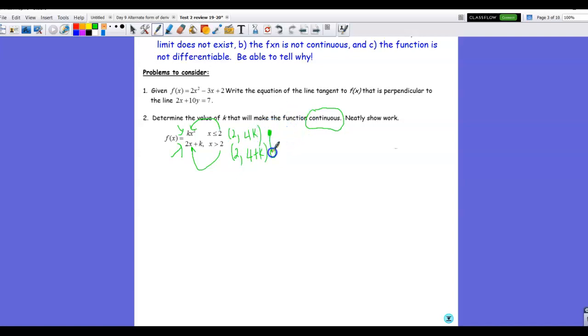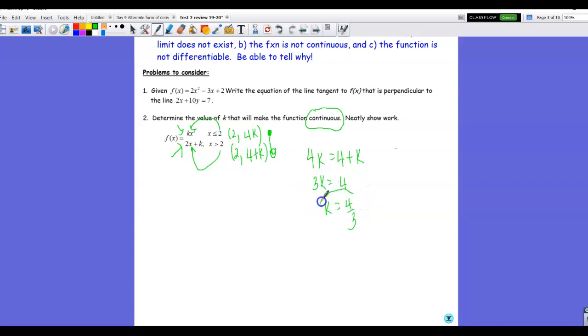In order to force this function to be continuous, if these x values are 2, then the y value has to be the same. So this y value of 4k needs to equal this y value of 4 plus k. I'm going to subtract k from both sides, and that gives me 3k equal to 4. Divide both sides by 3, and k is equal to 4/3.